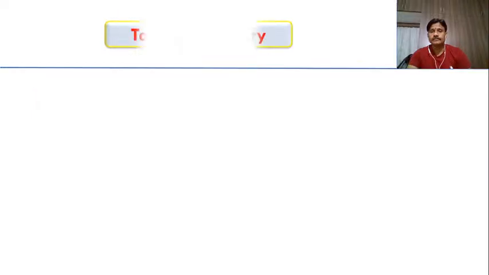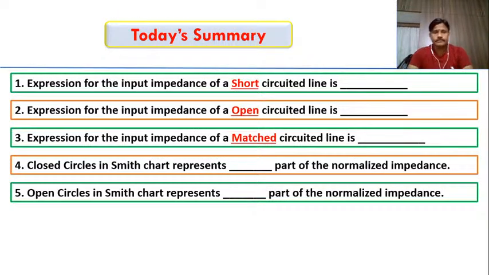Then coming to today's summary. First one: the expression for the input impedance of a short circuited line is dash. Second one: the expression for the input impedance of an open circuited line is dash. Third one: the expression for the input impedance of a matched line is dash. Fourth one: closed circles in the Smith chart represent dash part of the normalized impedance. And the last one: open circles in the Smith chart represent dash part of the normalized impedance. We will see the answers one by one.